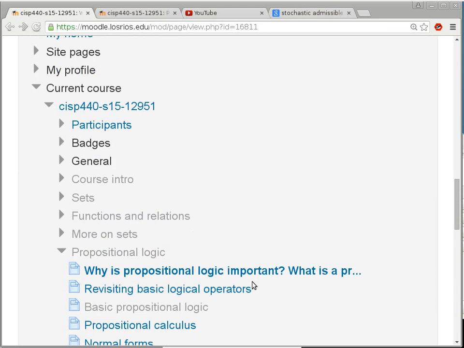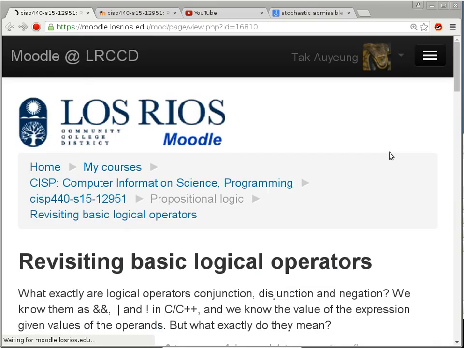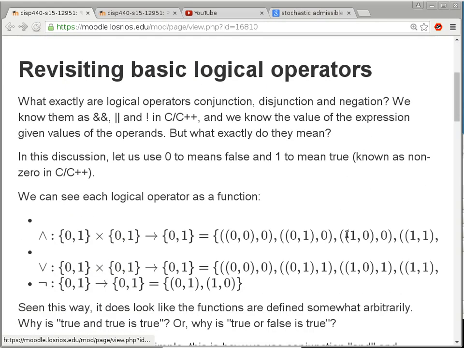All right, so we are moving on to revisiting basic logical operators. There should be nothing really new here. I'm just looking at things from a slightly different perspective. For this entire chapter, I'm going to use 0 to mean false and 1 to mean true, because instead of using T and F, I'm just using zeros and ones.